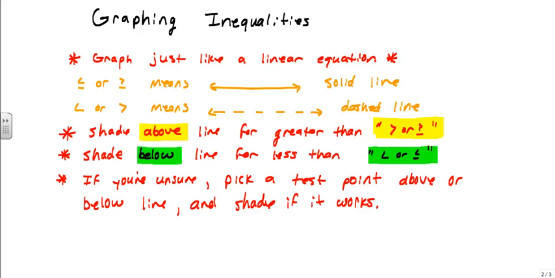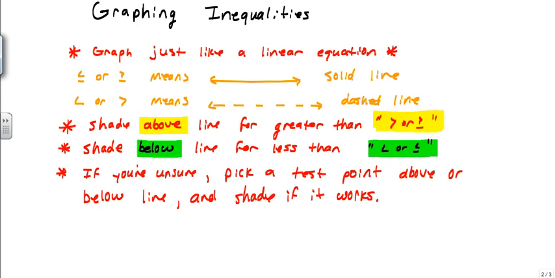But if you're ever unsure, if the line is more straight up and down, if you have a really, really steep slope or a really shallow slope, then you can pick a test point. And if that test point works, you shade the side of the line that test point is on. If that test point doesn't work, you shade the opposite side of the line. I always pick 0, 0 because it's easy to work with. You can pick whatever you want.